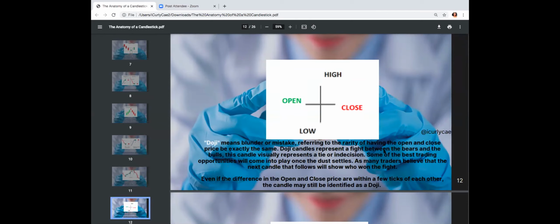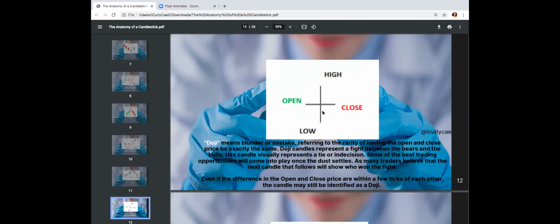A doji means blunder or mistake, referring to the rarity of having the open and closed price be exactly the same. So sometimes on a chart, this may actually look black, and the reason why is because the open and close is relatively the same. So when you think about it, that means the bulls didn't win nor did the bears. The high and the low is relatively the same in length. So this would basically be a common neutral doji candle. So it represents a tie or indecision.